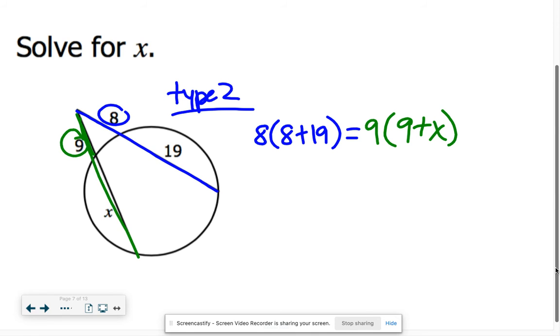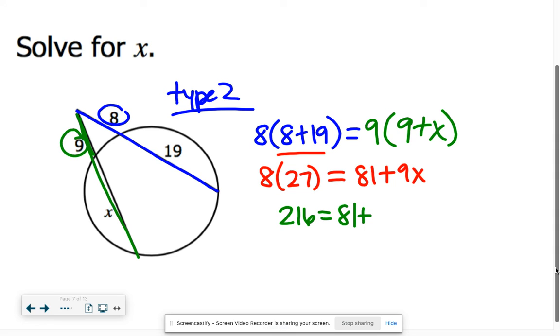That's it, folks. And now we just do what we do best and distribute. I'm actually going to simplify that and get 27. Distribute over here, though, and get 81 plus 9x. 8 times 27 is 216. Subtract over our 81, 135. Divide out, and we should get 15, folks. So you got?